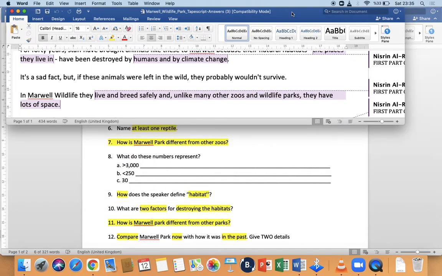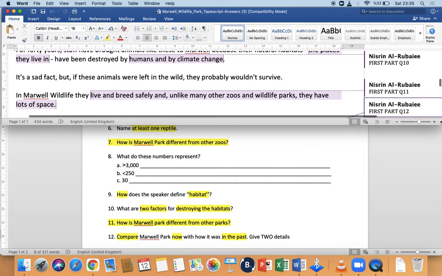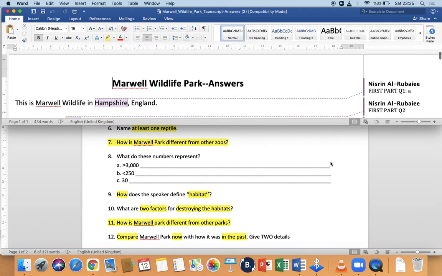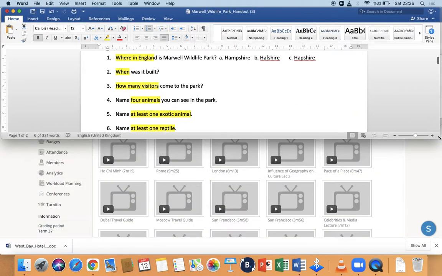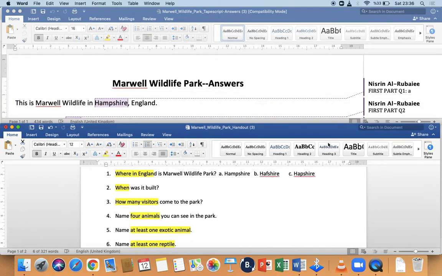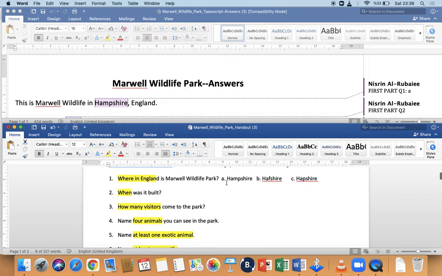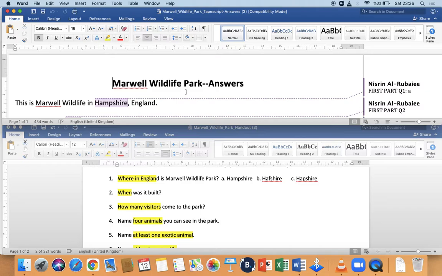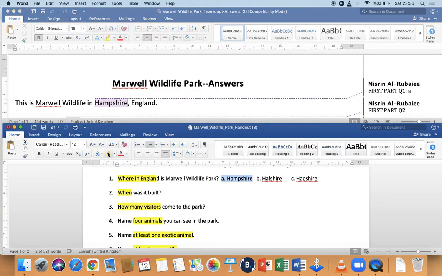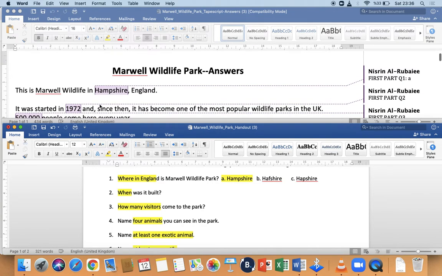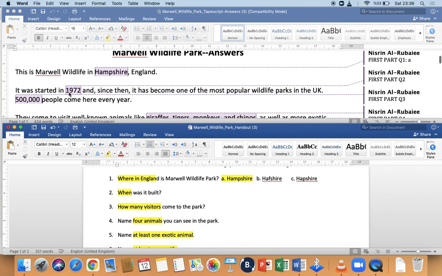Now, I assume that you have watched the video, so let's look at the questions and answers together. As you see, the first question is about the place and where in England. Here, A is the correct answer, Hampshire. And when was it built? And as you see here, it was started in 1972. It was built in 1972.